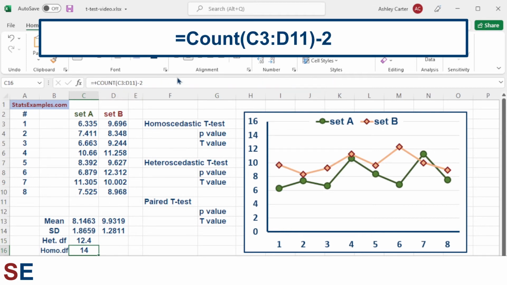And then the homoscedastic test degrees of freedom selects this area and subtracts 2. Now Excel, when it selects empty cells, like you can see here, it will ignore them as long as there's nothing in them. So it's actually treating those empty cells as if they don't even exist. That also works if you're calculating averages or standard deviations or anything like that.